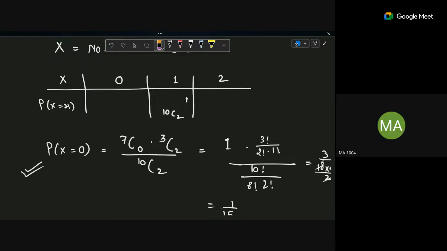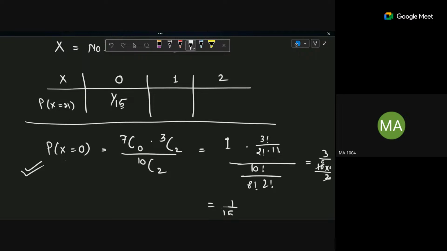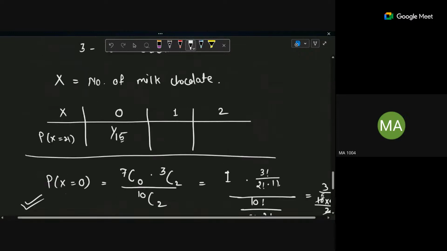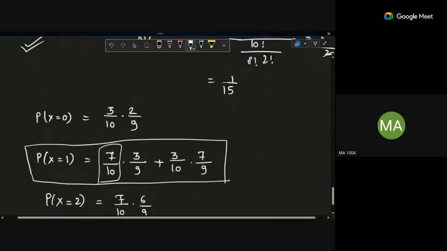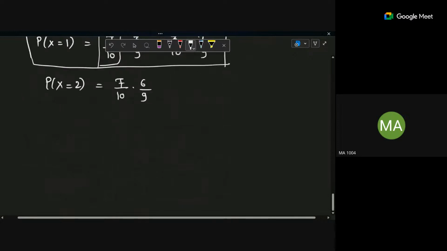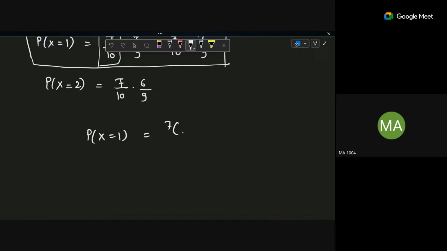Yes, ma'am. So for the first one, we calculated 1 by 15, because at the end we have to check whether our PMF is correct or not, right? What about the probability at x equal to 1? 7 by 10. The probability that x is taking 1 means 7C1, out of the 7 milk chocolates you select one, and the rest is 10C2.